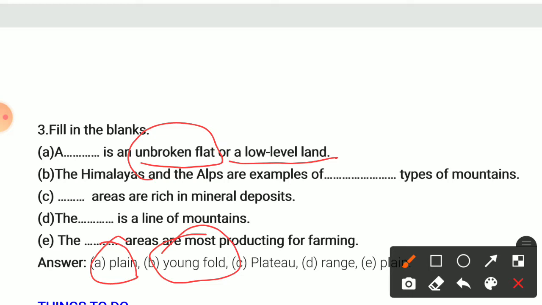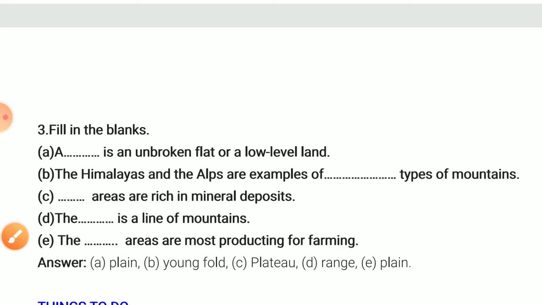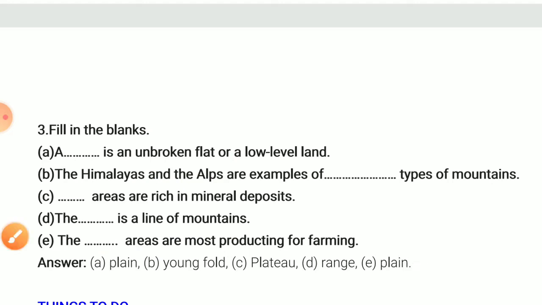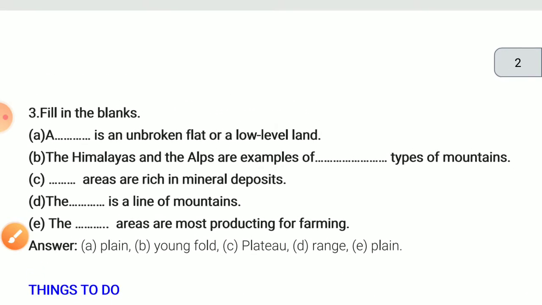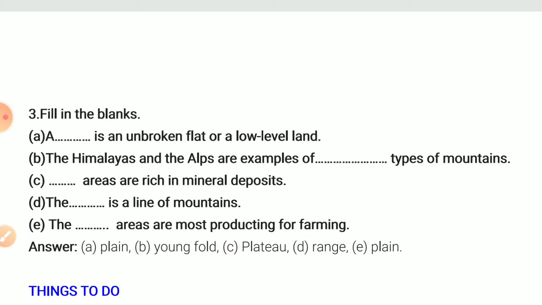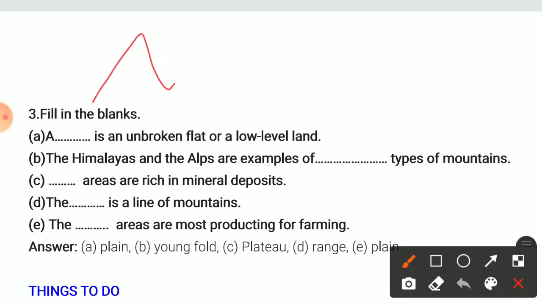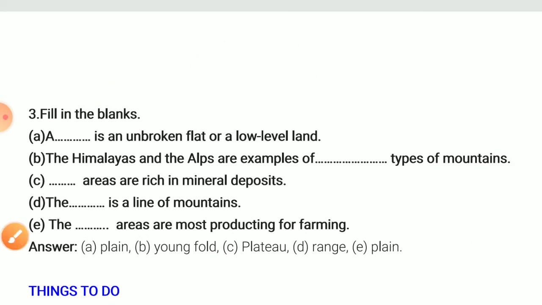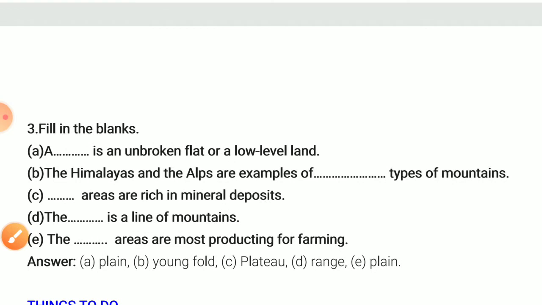Plateau areas are rich in mineral deposits. And a range is a line of mountains. So basically, the range of mountains is what we call a range. And last, plain areas are most productive for farming.